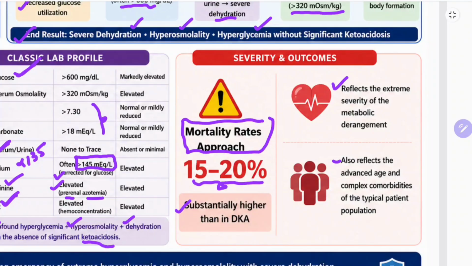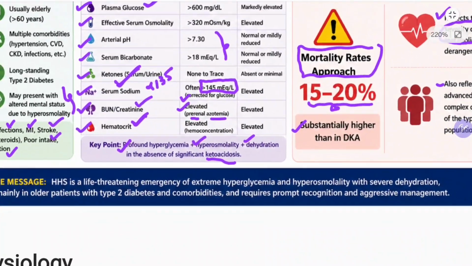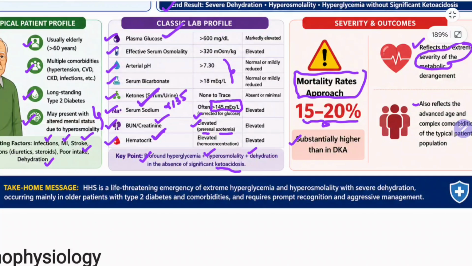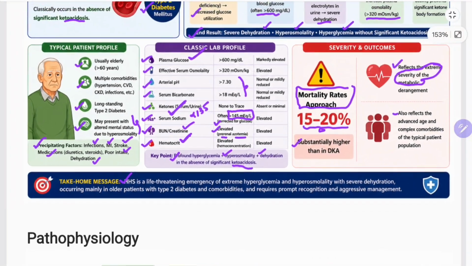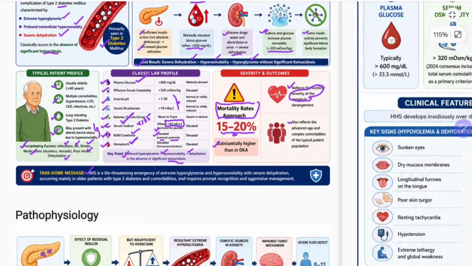So why is the mortality high? This is because of two reasons: first, the extreme severity of the metabolic derangement. Second, this usually occurs in elderly individuals who already have comorbidities. That's why the mortality rate is high. So the take home message, a one line message of this overview: HHS is a life-threatening emergency of extreme hyperglycemia and hyperosmolality with severe dehydration, occurring mainly in older patients with type 2 diabetes and comorbidities, and requires prompt recognition and aggressive management. So that was the overview of HHS.